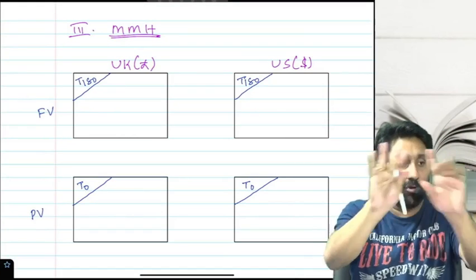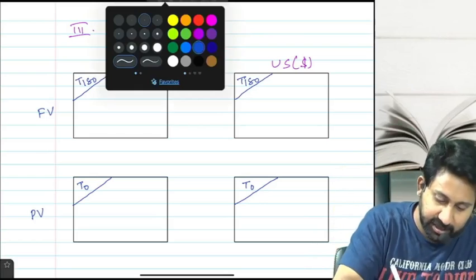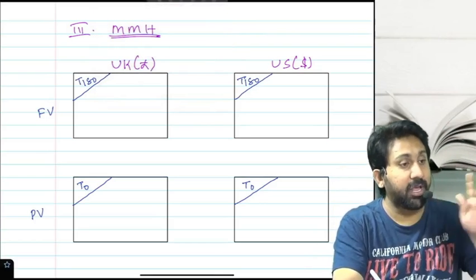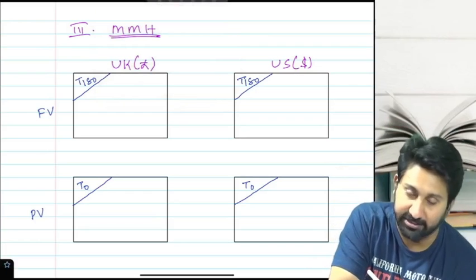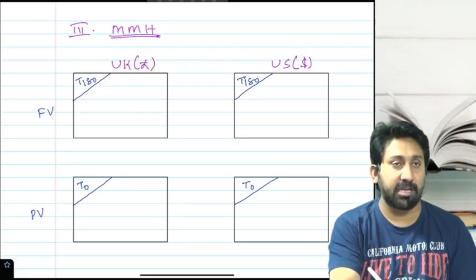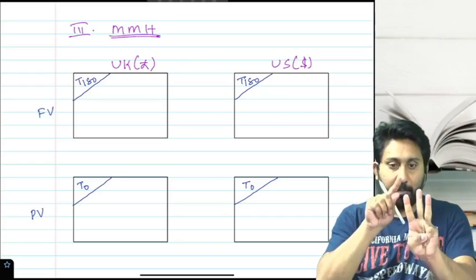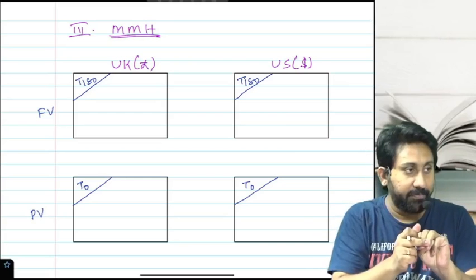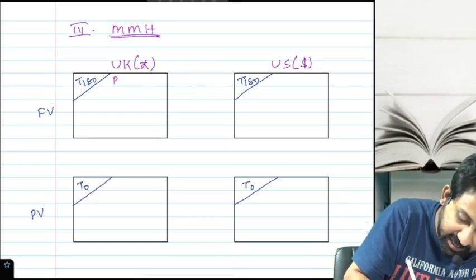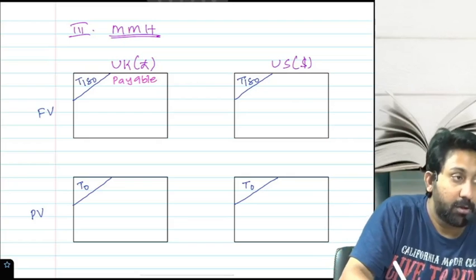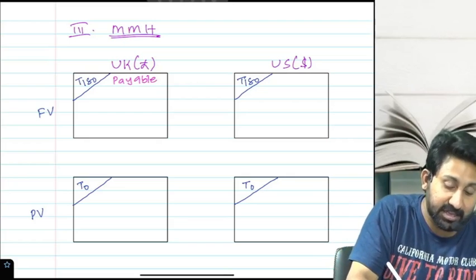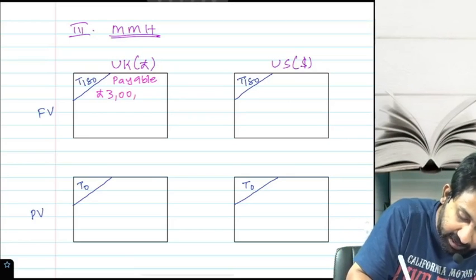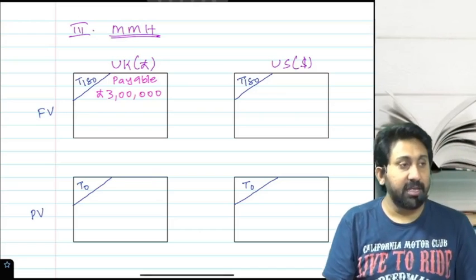First, blindly do what I say. First thing, is it a payable or a receivable? Payable, after 180 days, in pounds. So in pounds, after 180 days, it is a payable. Since it is after 180 days, it goes in the future value table, T180. So pounds 3 lakh.